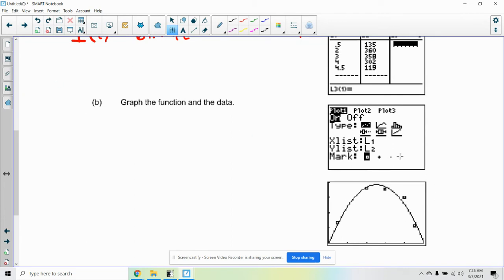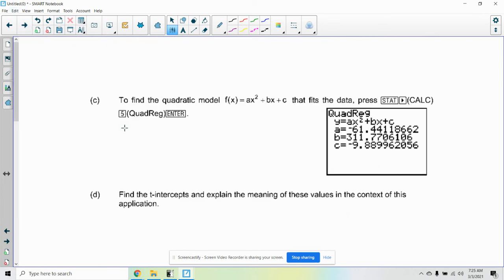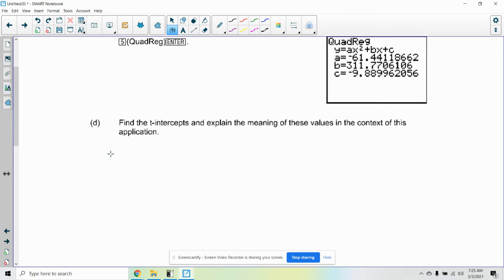So again, they graph it, but you don't have to graph this in my math, I don't think. So you can just ignore that. So here's the same answer we got. So then it says find the t-intercepts and explain the meaning of these values in the context of the application.